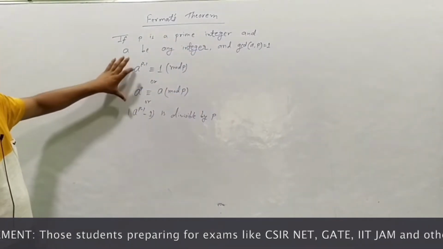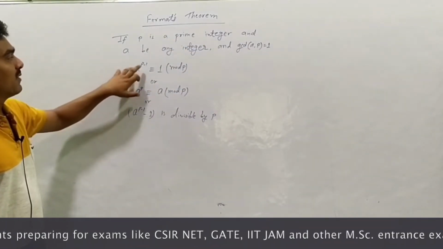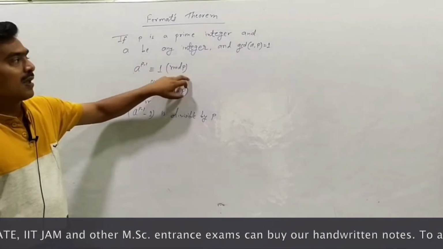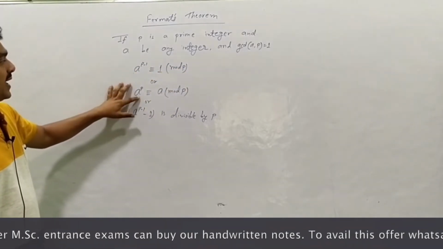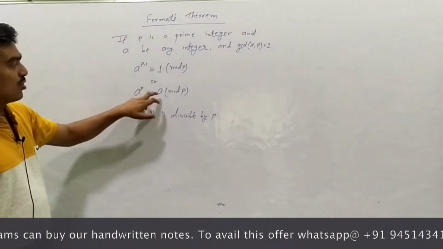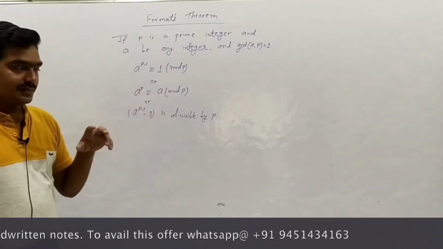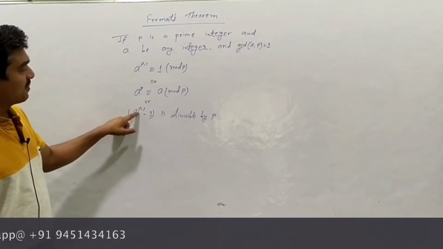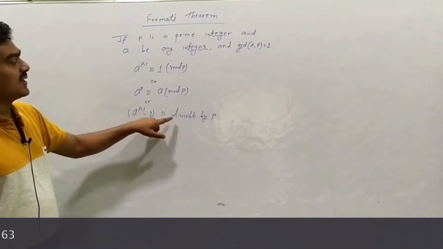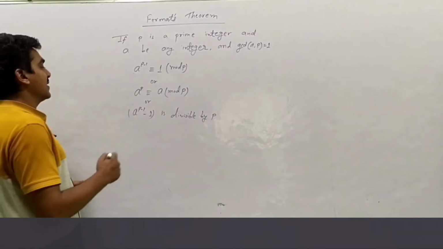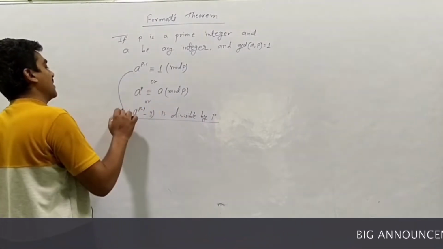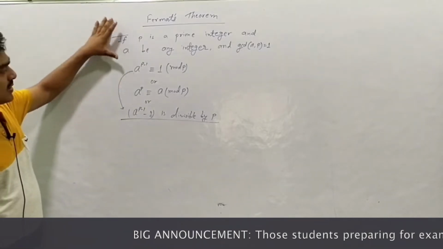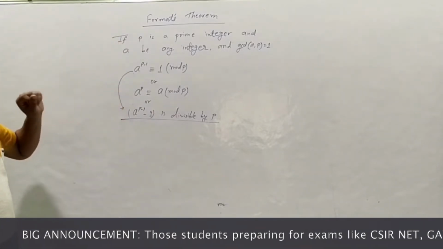Then we have a raised to the power p minus 1 is congruent to 1 modulo p, or we can write a raised to the power p is congruent to a modulo p, or in other words we can say that a raised to the power p minus 1 is divisible by p. This statement is implied from this. So this is called Fermat's theorem.